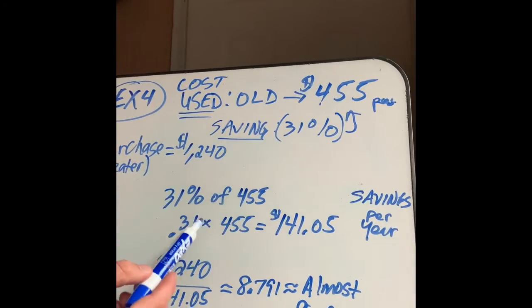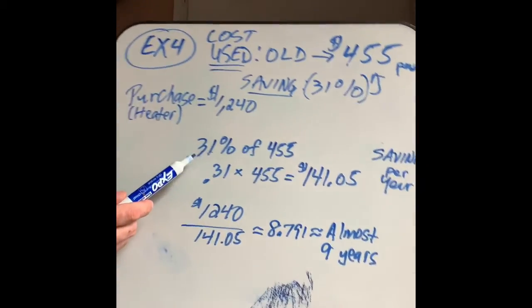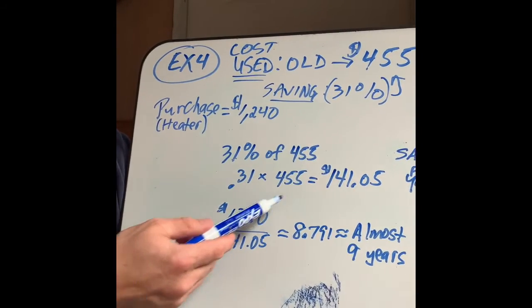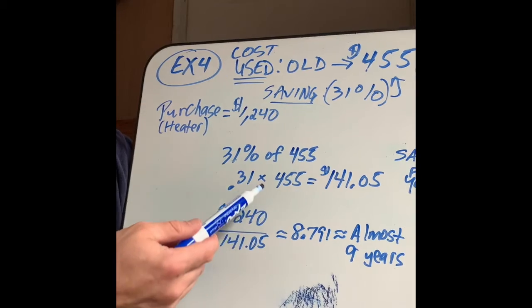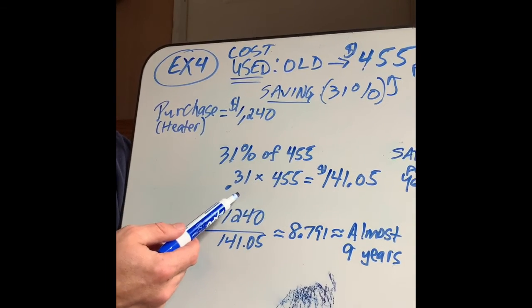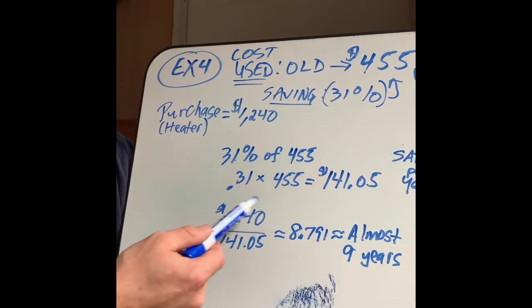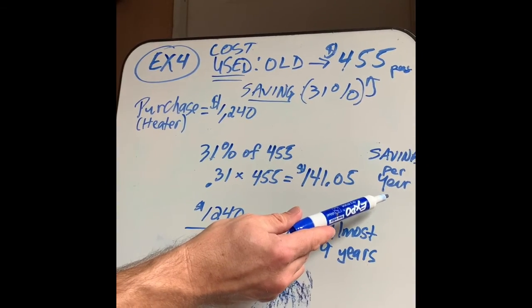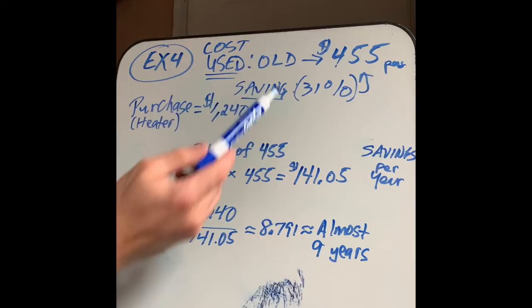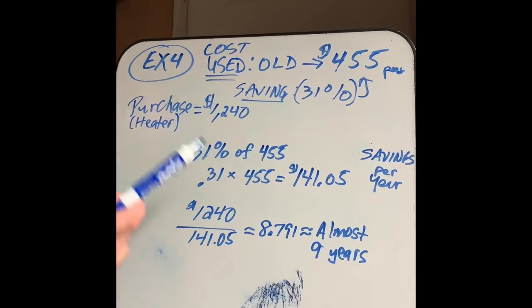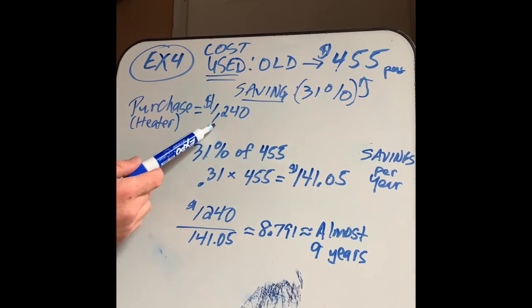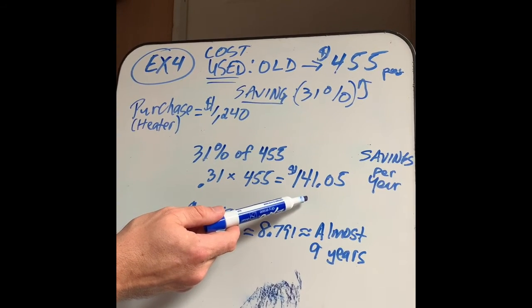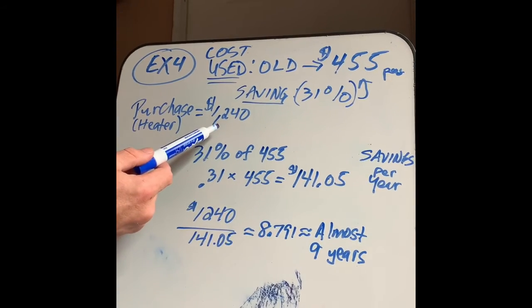So if you take 31% of 455, that's how much savings you'll get in 1 year. So remember, 31%, we got to remember our decimal thing. 31% is 0.31, 2 decimals. Of 455, remember from our word problems, of is multiply. So 31% of 455, we're going to multiply. So $141.05 is the savings per year, just between the old and the new. So you bought this new heater. The new heater, the purchase was $1,240. So basically, if you're saving $141 a year, how many years makes up that much money?